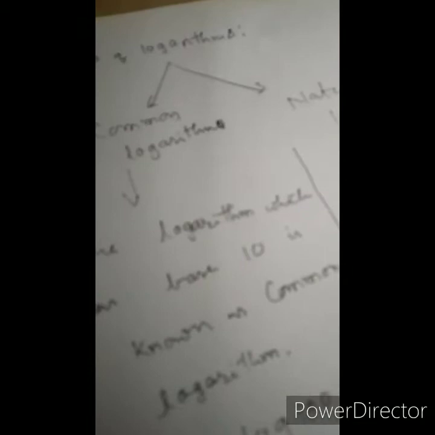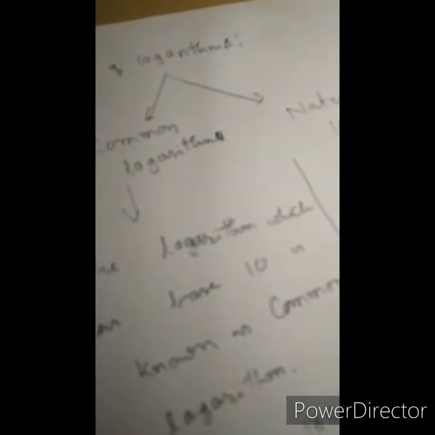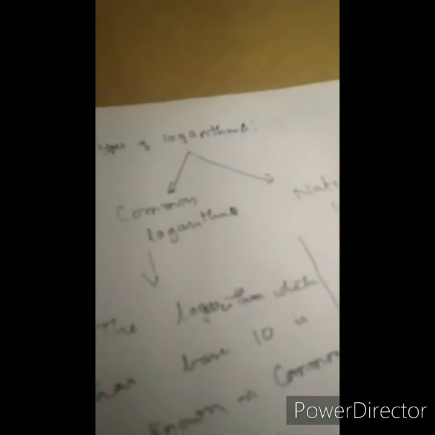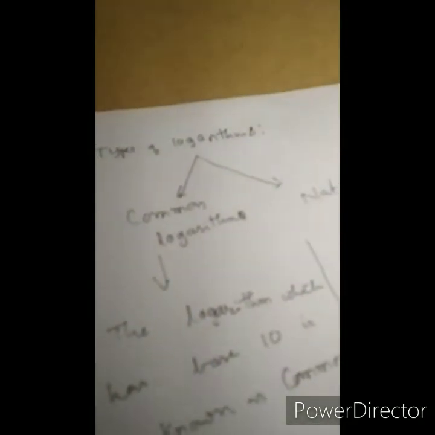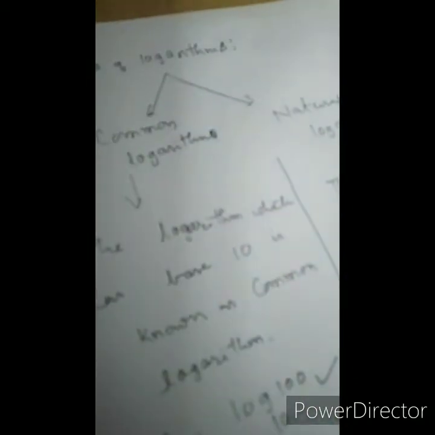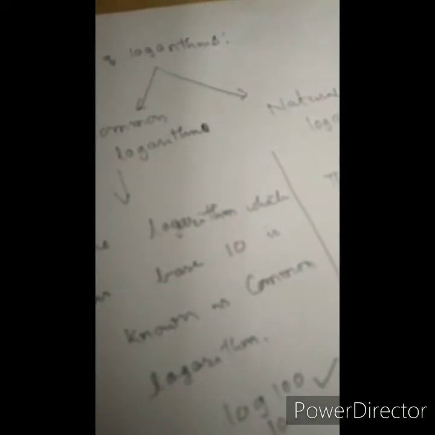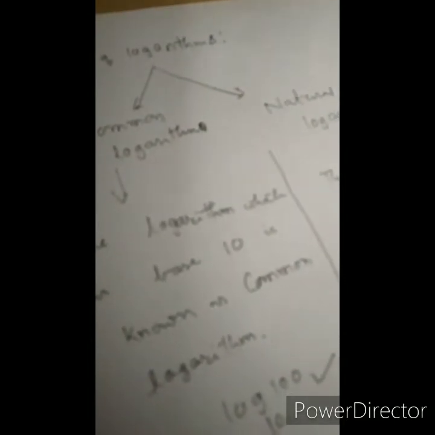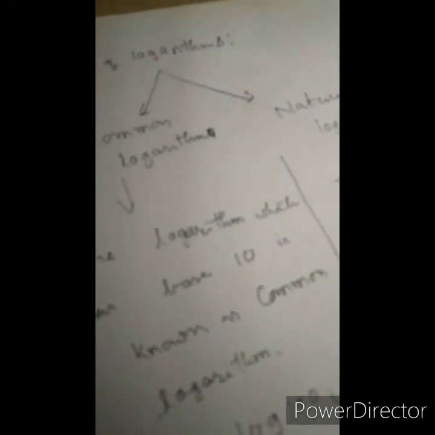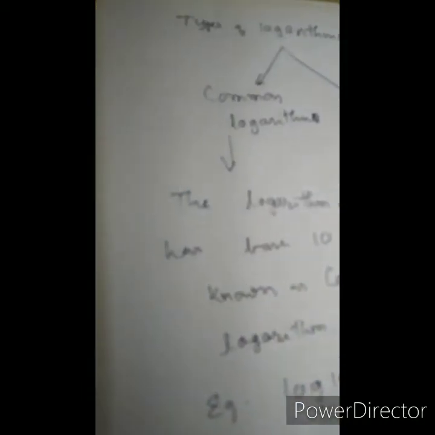Now we represent the logarithm of, suppose, 16 to the base e. If the base is e, then we call it a natural logarithm. If the base is 10, then we call it a common logarithm. We also represent this as ln of x, where x is any number and the base is e. It is a natural logarithm. These are the two types of logarithms.